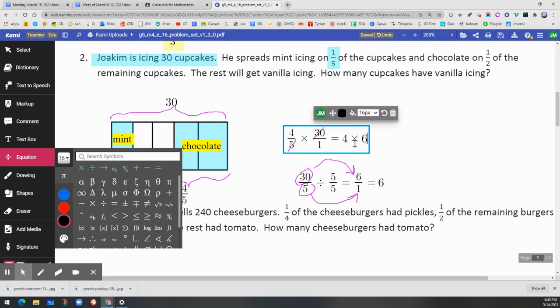So I'm going to do that 4 times 6, okay? And now the 5 is not a 5, it's a 1. And guess what? When you do that, it's easier to find the answer. 4 times 6 equals 24, over 1. And look at this. Any number divided by 1 is always the same number. So the answer is 24.